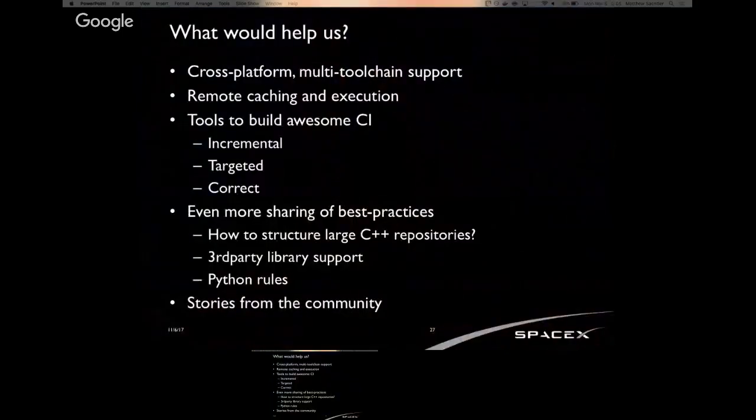So a couple things are on our minds, particularly about what would help us. First 2 things straight off the roadmap, straight off the conference agenda here. Cross-platform multi-toolchain support. We're definitely a big use case there. We have a lot of different toolchains, a lot of different platforms. Luckily, not worrying about mobile devices or Windows or Mac. It's all Linux, but we do have a lot of CPU architectures. Remote caching and execution is going to be awesome when we are able to incorporate that. So we're really excited to learn more about that.